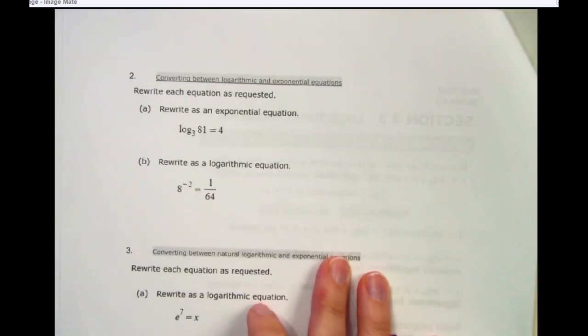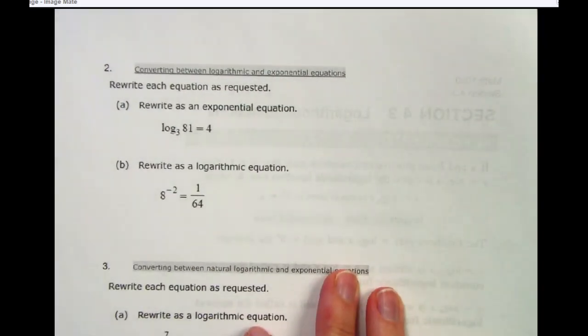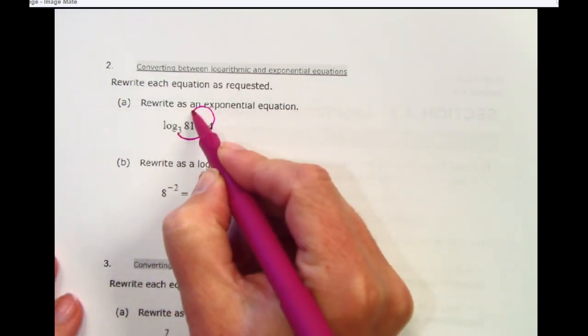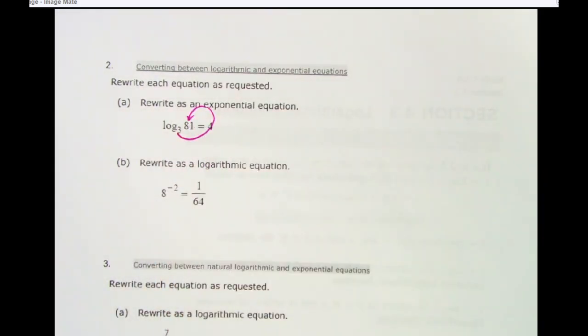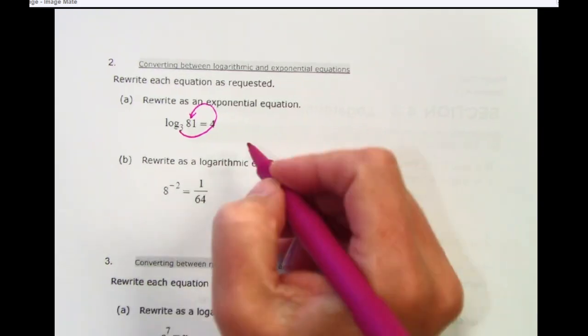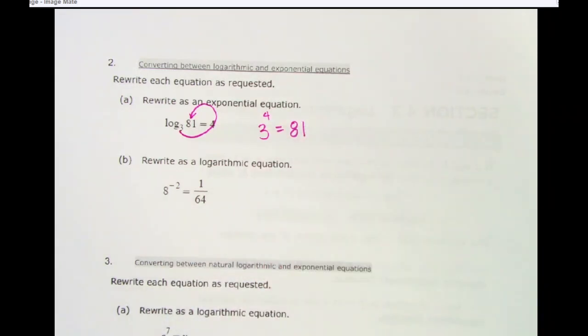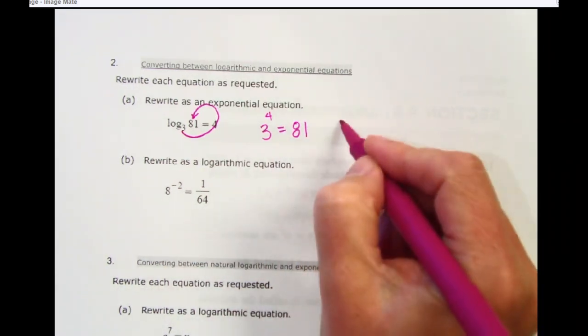Okay, here is a rewrite. We've got a logarithm equation, and it wants us to rewrite it. So remember base to what it equals. So this is 3 to the 4th equals 81. I can double check and I can see, is 3 to the 4th 81? Yeah, so I know I did it right.